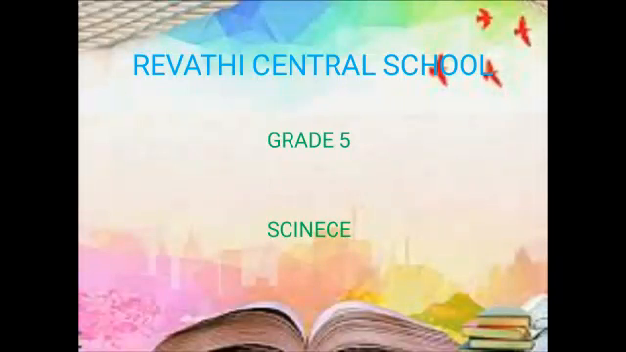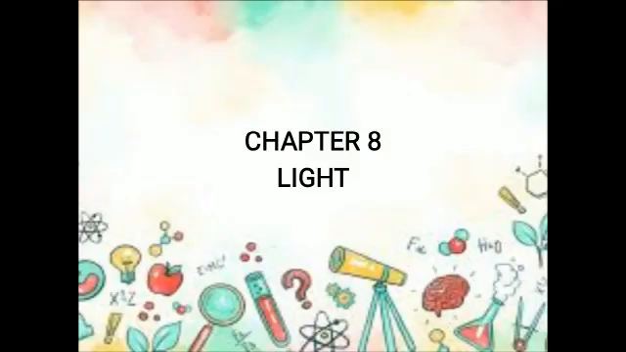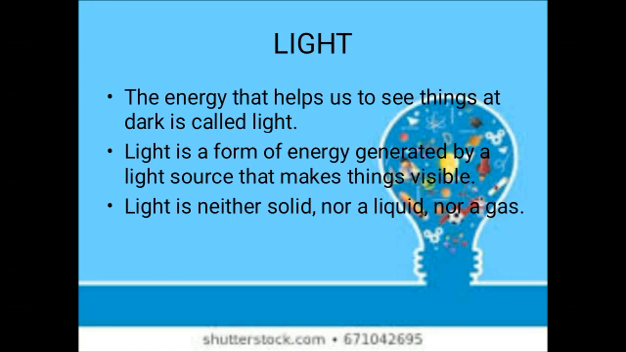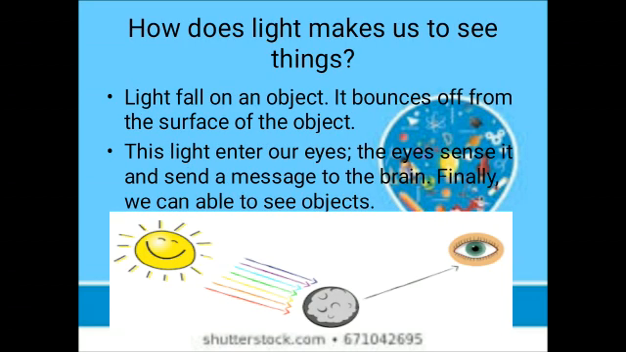Welcome to Grade 5 Science. We are discussing Chapter 8, Light. Light is the energy that helps us to see things in the dark. Without light, we cannot see things around us, right? So, how does light make us see things?